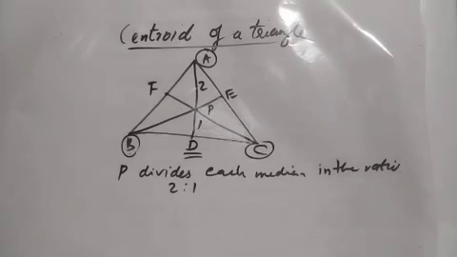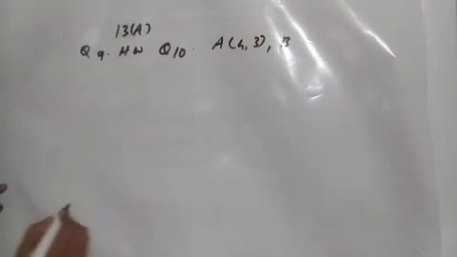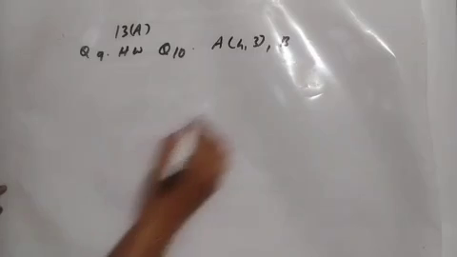Now let us solve the problems from the exercise. First is from 13A, question number 9, homework 10th one. P is a point on the line joining A (4, 3) and B (-2, 6).